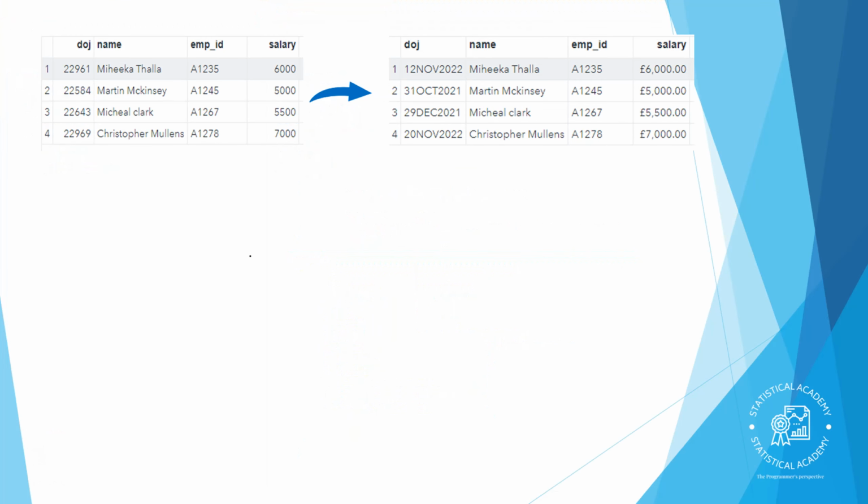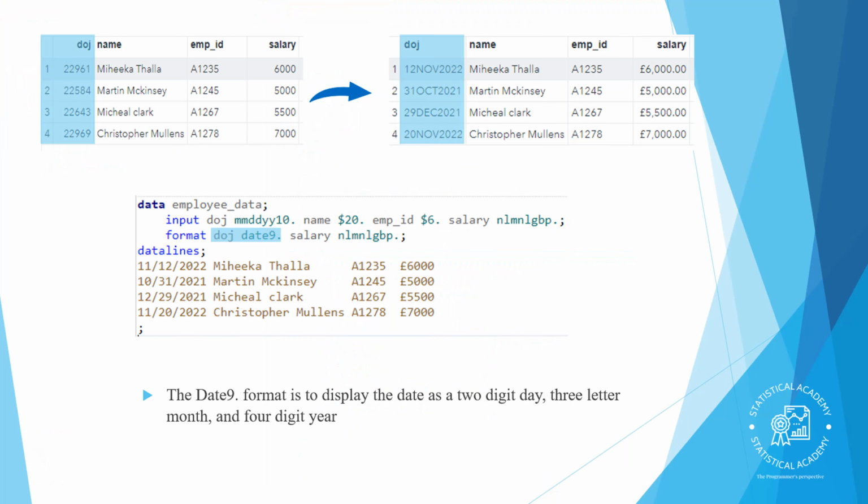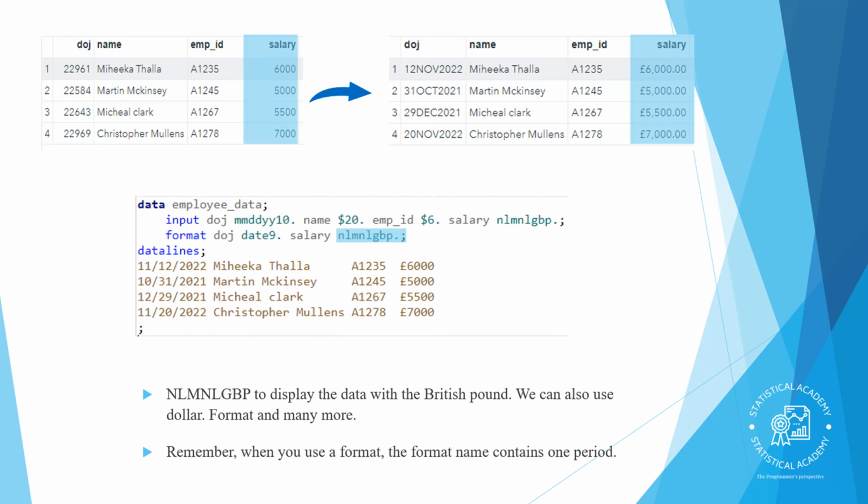Now we will apply some formats on these. Formats are used to specify how data values are displayed. In this example, the format statement is used in the data step to display the DOJ variable in the date9 format as a 2-digit day, 3-letter month and 4-digit year. Also, NLMNLGBP to display the data with the British pound.